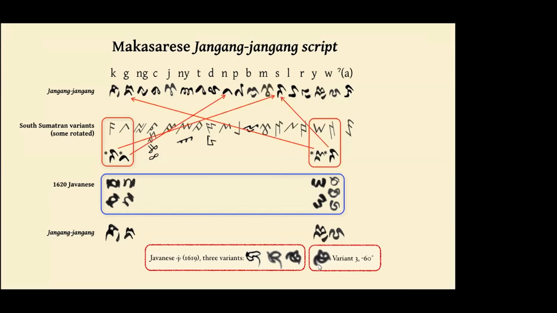Now, why the J? Well, I think most Makasarese who had contact with Bugis knew that the Bugis didn't have a y sound. Instead, they had a j sound in their language, corresponding to y in Makasarese. So the island of Selayar is Silayara in Makasarese, but Silaja in Bugis. And I think that's why the J letter was applied to be used for y in Jangang-Jangang.